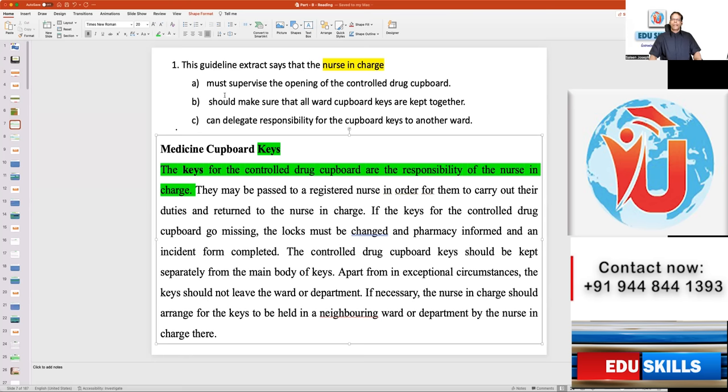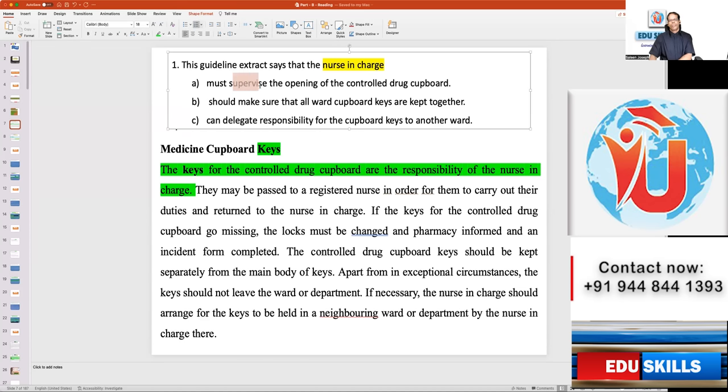Now question statement, then answer, QAT method. Question, answer options, then the text. Now what is important here? Must supervise the opening of the controlled drug cupboard. Should make sure that all ward cupboard keys are kept together. Can delegate responsibility for the cupboard keys to another ward. So the main words are supervise, keys are kept together, and they can delegate the responsibility. These are the key expressions.